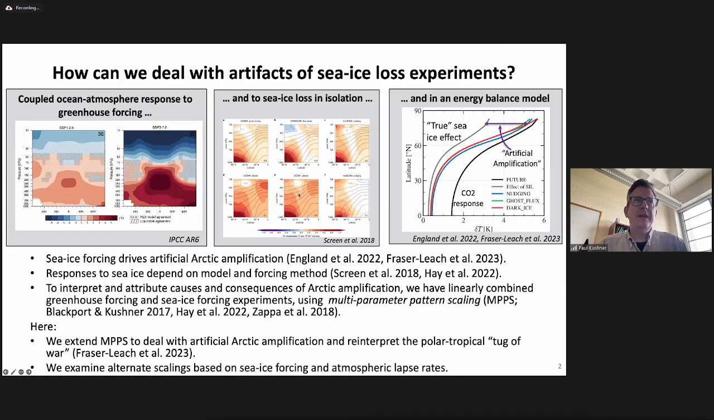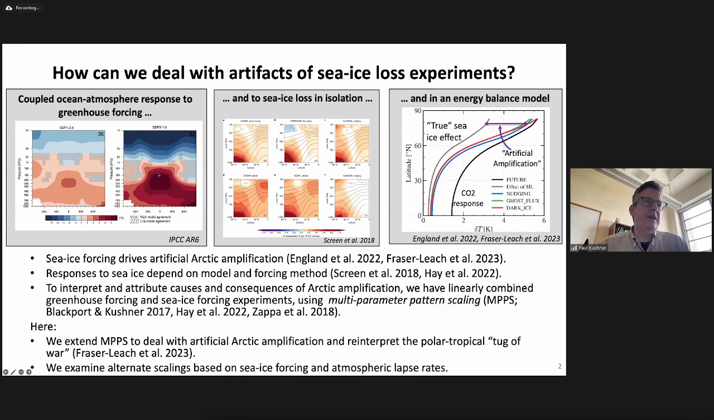So the story today is it's starting in the middle of something. There's a history now, I would say, of roughly 10 years of work on exploring how coupled ocean atmosphere models respond to changes in sea ice in isolation from other aspects of global warming. Now, I have these figures here to motivate this approach.